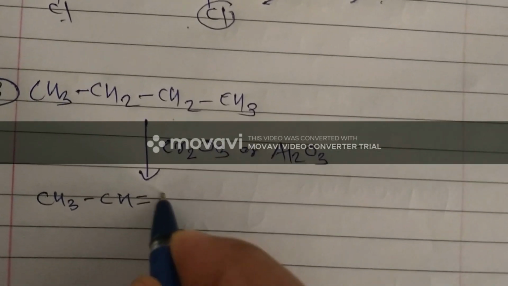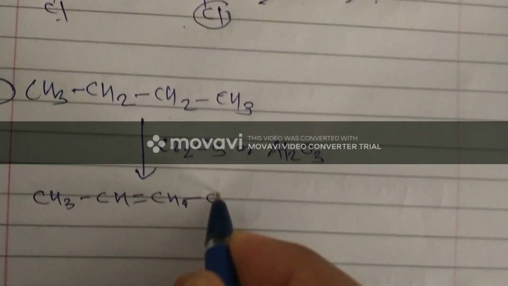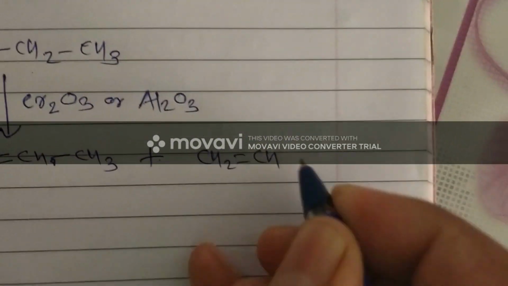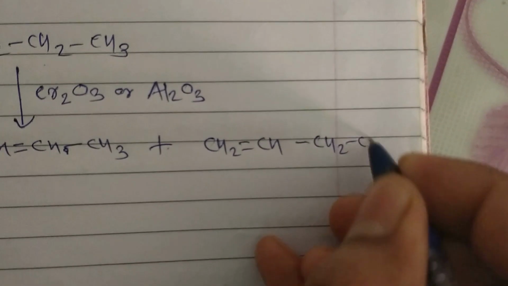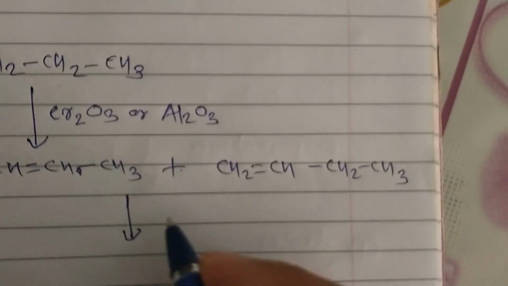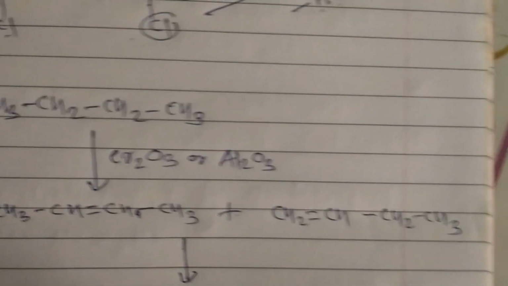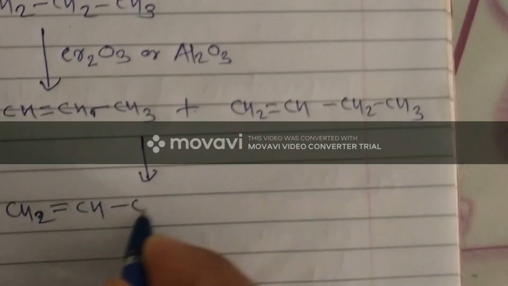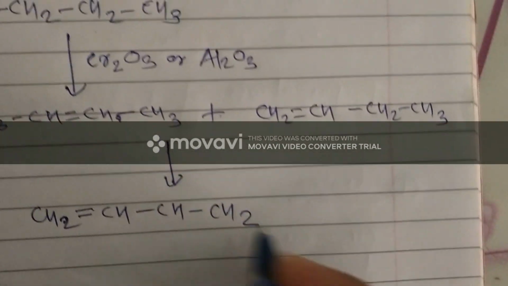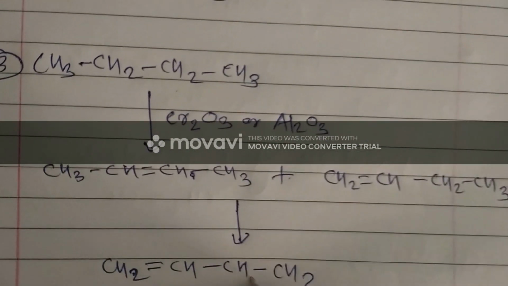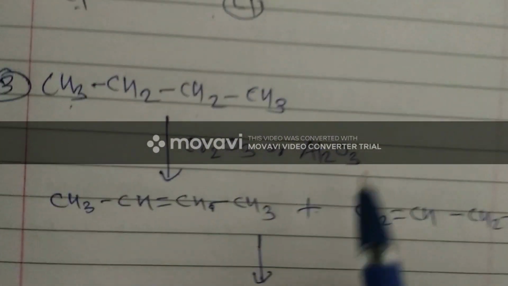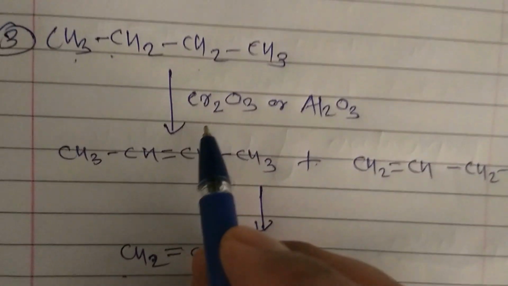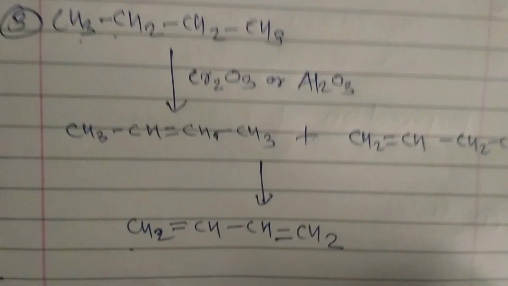2-butene plus 1-butene, CH2=CH-CH2-CH3. This undergoes further oxidation and there is a formation of 1,3-butadiene, CH2=CH-CH=CH2. So this is the preparation of 1,3-butadiene from n-butane. This can be prepared by oxidation of butane with the help of chromic oxide or aluminum oxide.